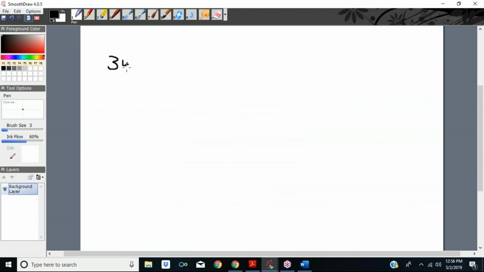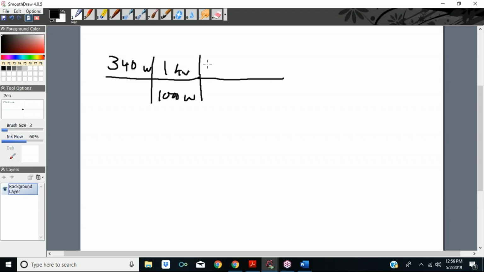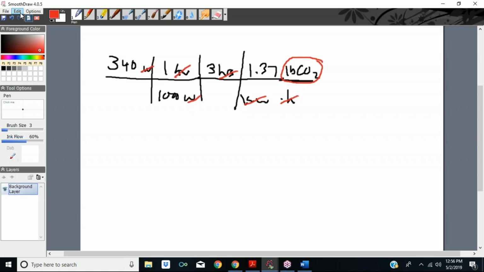So 340 watts. We have to change that into kilowatts, remember. And then we have the hours, 3 hours, and then the 1.37 pounds of CO2 per kilowatt hour. And then notice again how the watts are going to cancel, the kilowatts are going to cancel, the hours are going to cancel, and we're left with just the pounds of CO2. And then multiply that out.